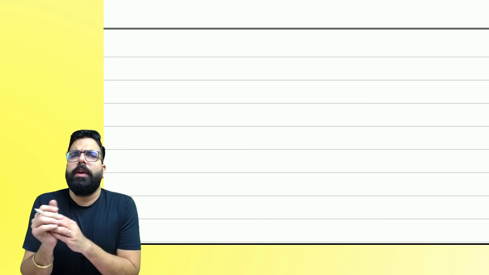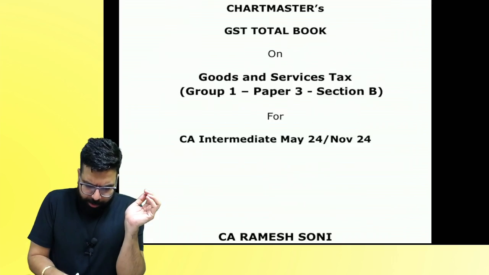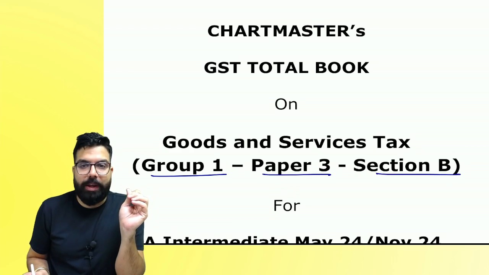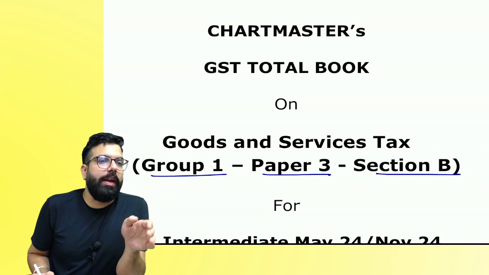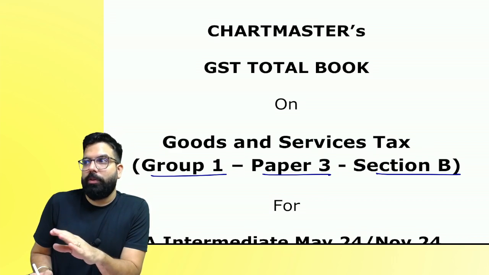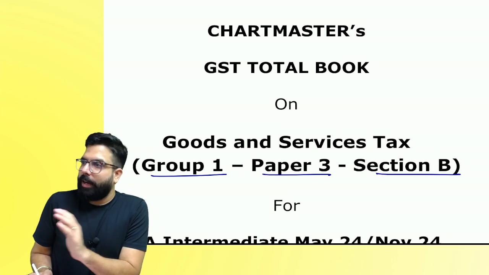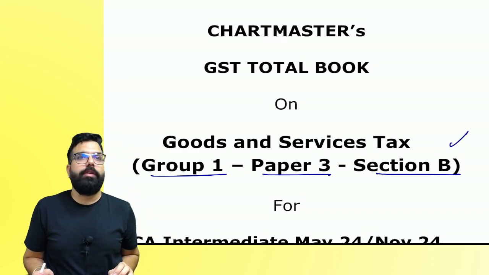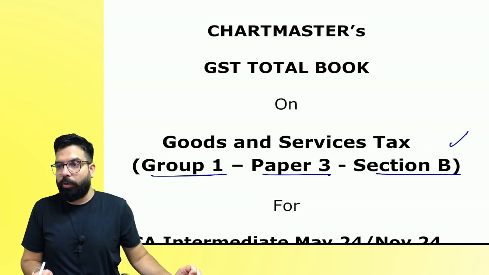What is the first thing we have to understand? See, I have already written on the book. It's Group 1, Paper Number 3, Section B. Why Section B? Because Section A is your income tax. Whether you have learned income tax or not till now, no problem at all. We can directly learn GST also. So Section A, I'll not be teaching you. Section B, which is your GST portion, I will be teaching you guys.